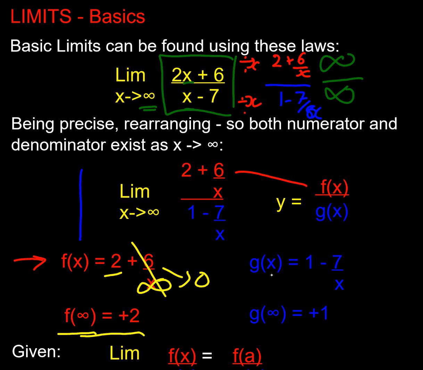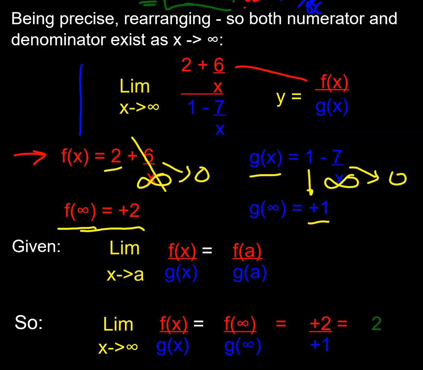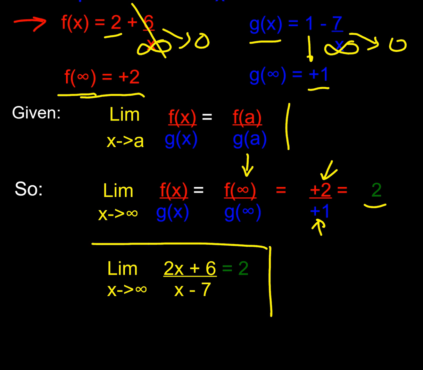What happens in my denominator? Well, I've got g of x is 1 minus 7 over x. X tends to infinity, so the second term tends to 0 again. So I'm just left with the first term, which is 1. So substitute those into my formula now, and a is infinity, so I've got f of infinity over g of infinity. I've got plus 2 divided by plus 1. 2 over 1 is 2. So what's the limit as x tends to infinity of this function here? Well, it's 2. There we have it. That's how we use it.